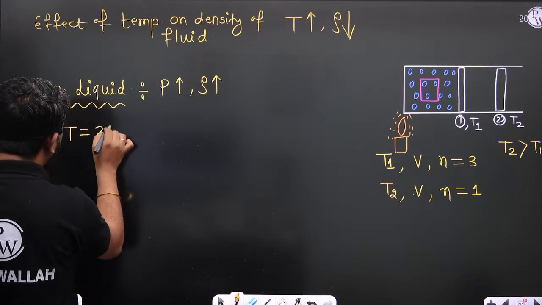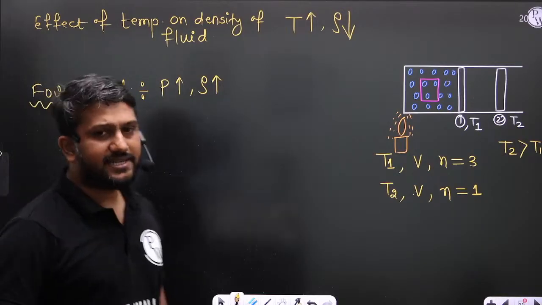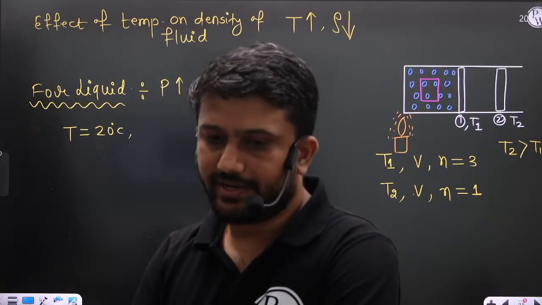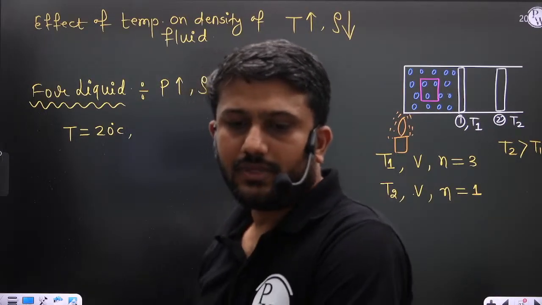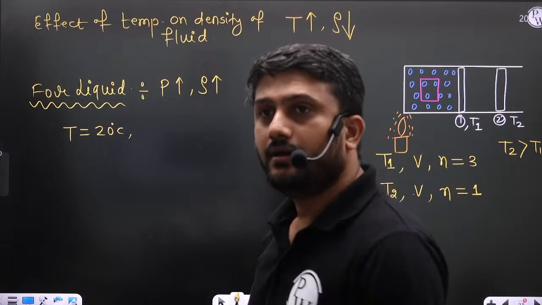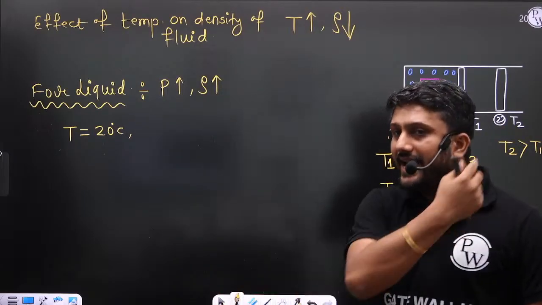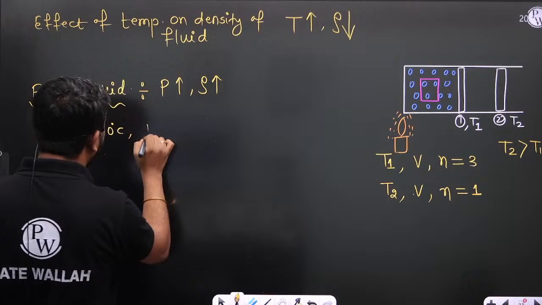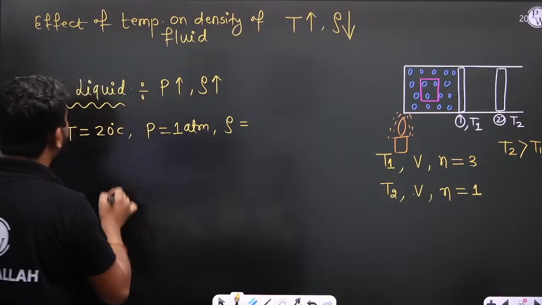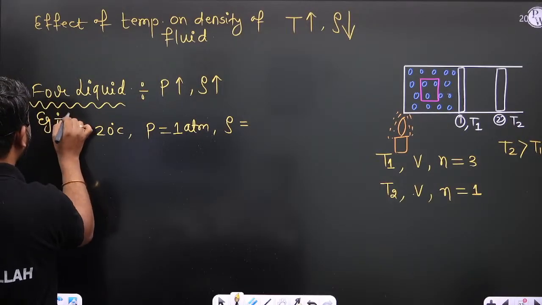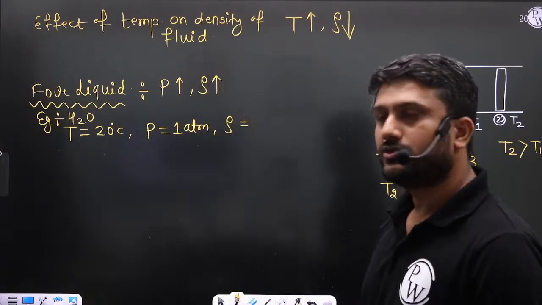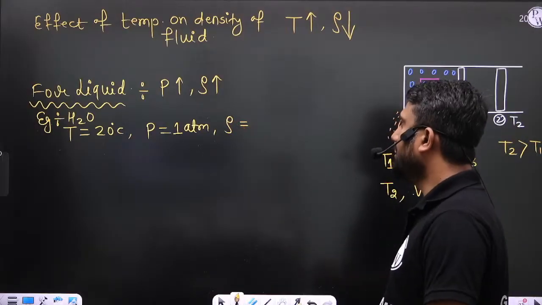Let us consider 20 degrees Celsius. At 20 degrees Celsius, when pressure is 1 atmospheric pressure, I am taking the example of water. So whatever value I am writing here, that is for the water.